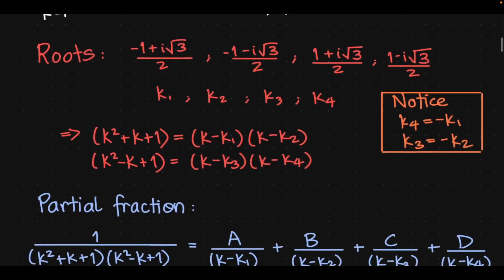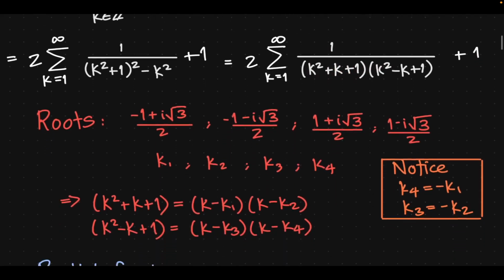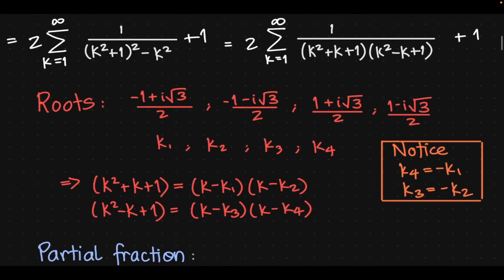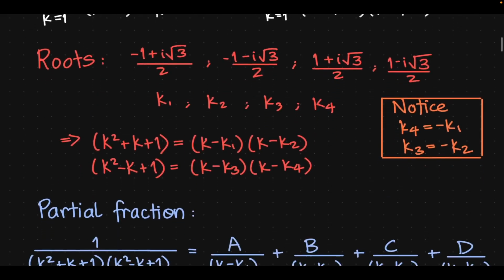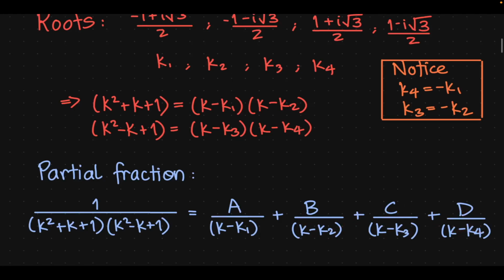This is very useful because if we want to decompose this summand term that's in the sum, the 1 is harmless, it's not doing anything. So the way to decompose this, now that we know the roots and the factorization, is to use partial fraction decomposition, because we had 1 over k squared plus k plus 1 times k squared minus k plus 1. We can write that as a over k minus k1 plus b over k minus k2 plus c over k minus k3 plus d over k minus k4, where a, b, c, d are undetermined coefficients.